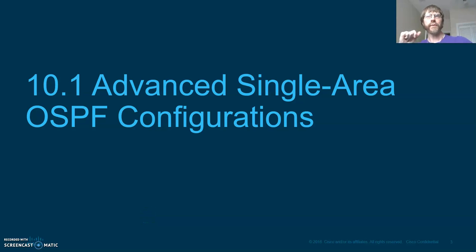Beginning to talk about advanced single area OSPF configuration, the first thing we have to do is talk about all the different kinds of networks that you can deploy OSPF into. And the serial lines that we've used so far are just the tip of the iceberg. There are 5 of them, in point of fact.